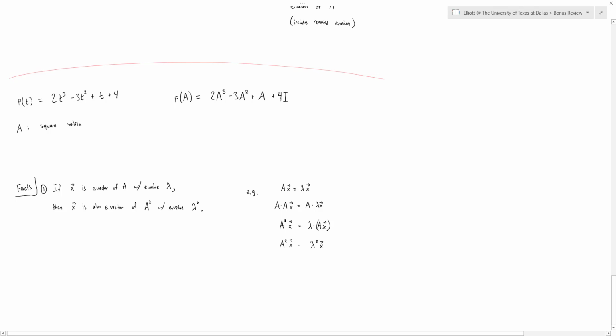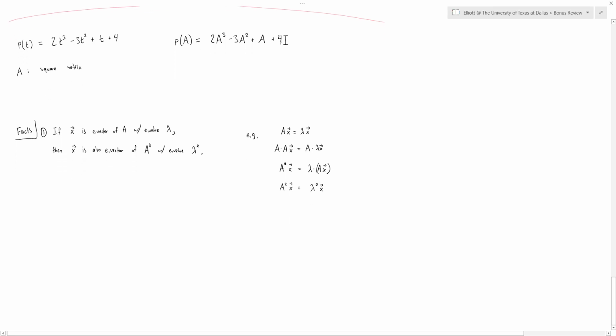So what this shows us is that if X is an eigenvector of A with corresponding eigenvalue lambda, then X is also an eigenvector of A squared with a corresponding eigenvalue lambda squared. Okay? And you can generalize that for any other power of A. So like lambda cubed would be an eigenvalue of A cubed, and so on. Okay? That's one of the properties I wanted to mention.